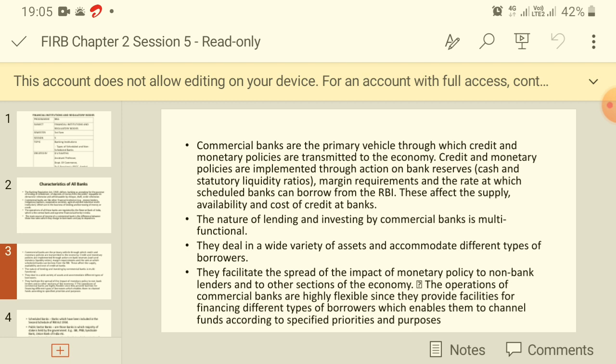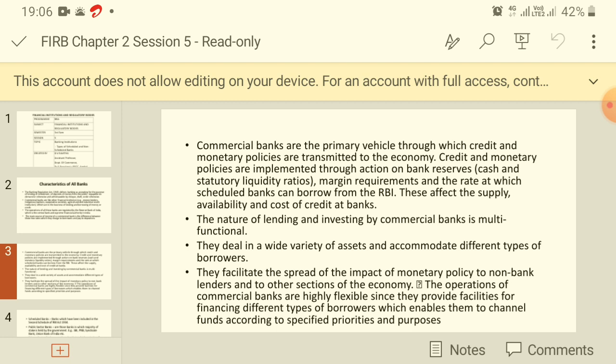Credit and monetary policies are implemented through action on bank reserves, that is, cash reserve, statutory reserve, and liquidity ratios, margin requirements, and the rates at which scheduled banks can borrow from the RBI. These affect the supply, availability, and cost of credit at banks.